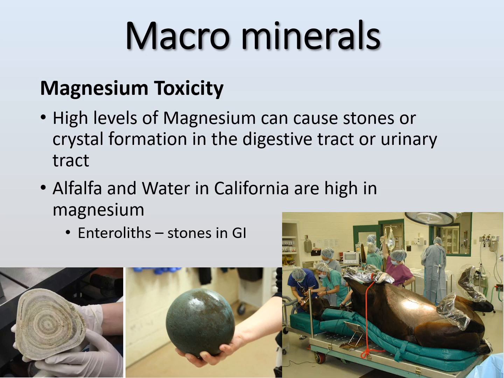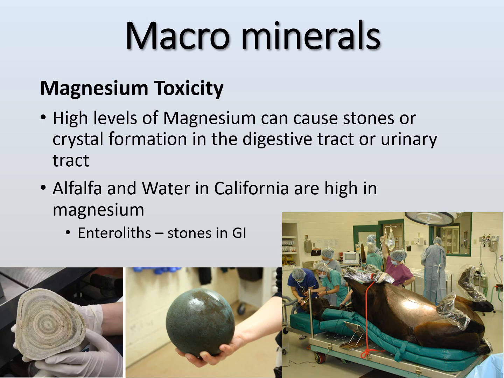So we have this problem out here in California where our alfalfa, which is a hay, a food source for cattle and horses, and a lot of other animals, a lot of herbivores, is high in magnesium.